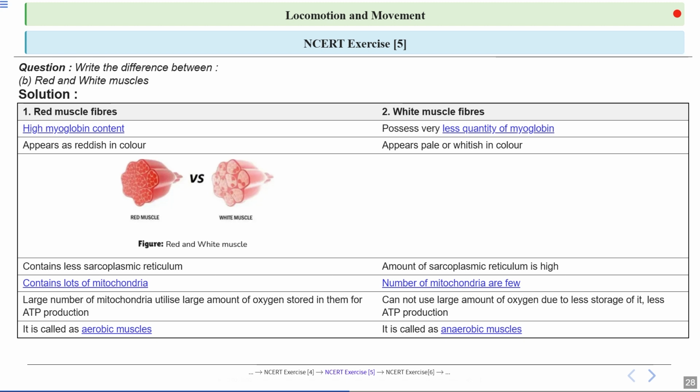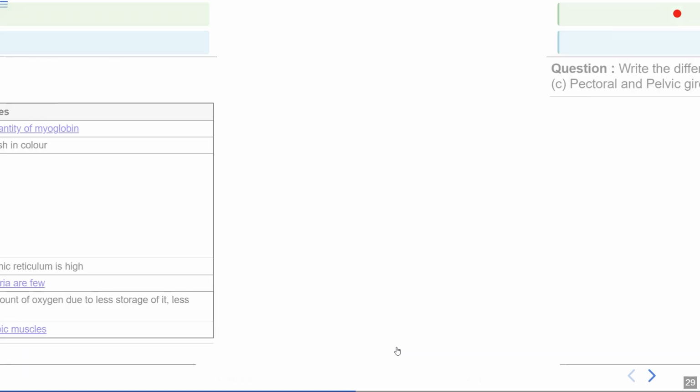Red muscle fibers are called aerobic muscles because they are associated with aerobic respiration. And white muscle fibers are called anaerobic muscles, as they are associated with anaerobic respiration. So always remember this difference between red and white muscle fibers.